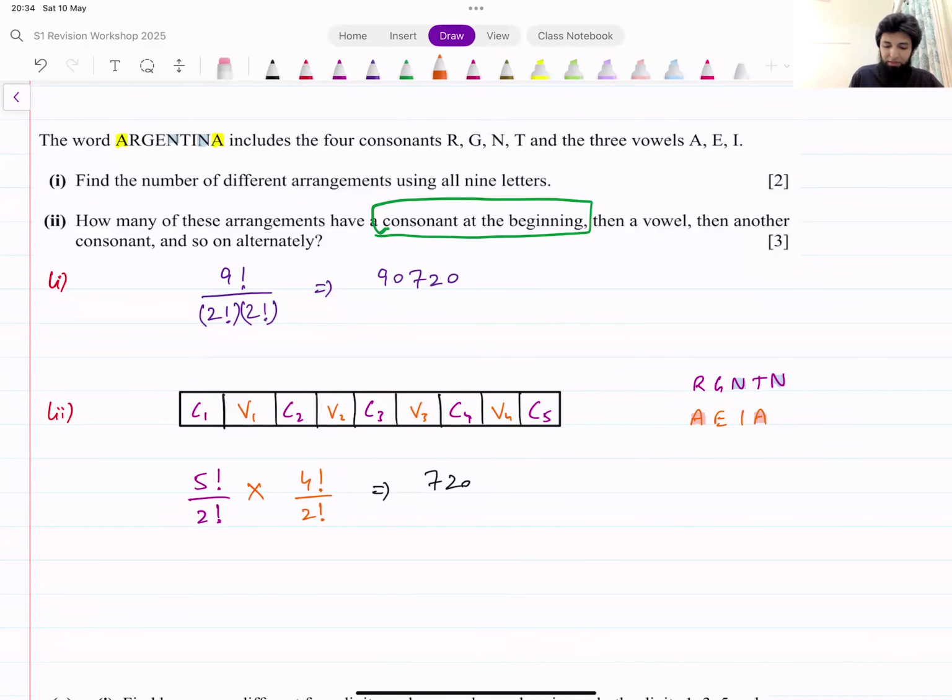So that means this has to be a consonant, this has to be another consonant, then C3, C4, C5. And in the gaps between them, we've got the vowels. There are 4 vowels in total, V1, V2, V3, V4. Now, in how many ways can we arrange the consonants? There are 5 of them, 5 factorial, but then 2 of them are identical, N and N, we divide by 2 factorial because of that. And then the vowels, there are 4 of them, that's 4 factorial, but A's are identical, we divide by 2 factorial because of that. Multiply them and we get the result from that. That's 720.